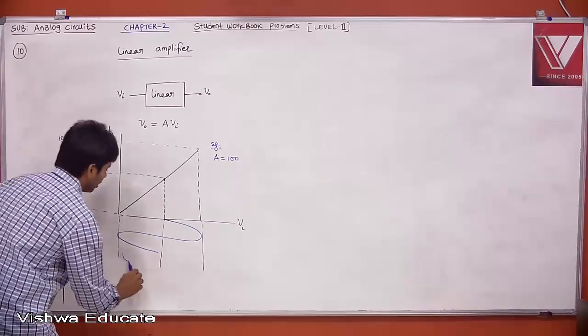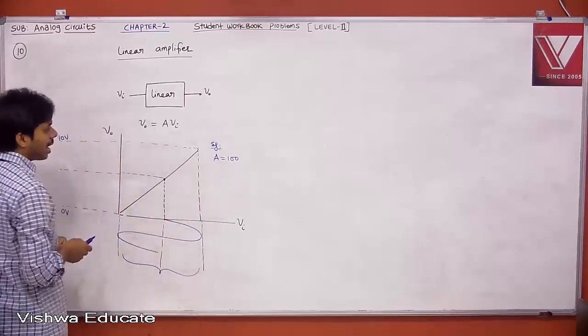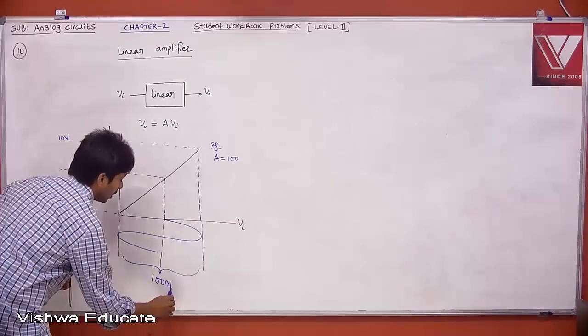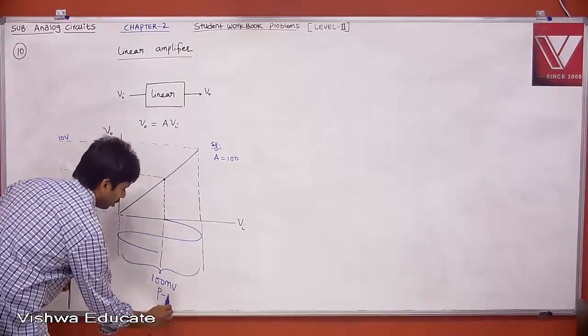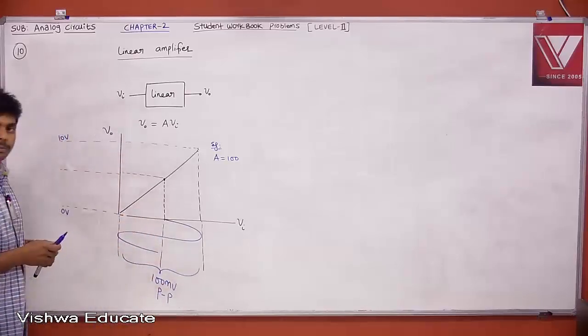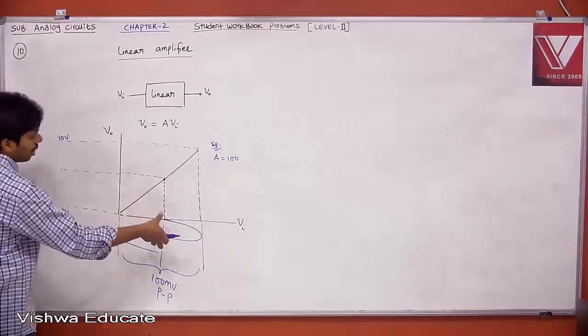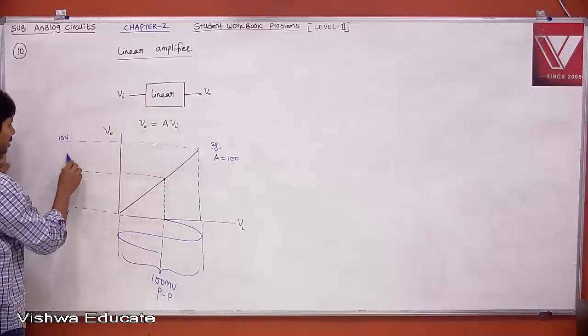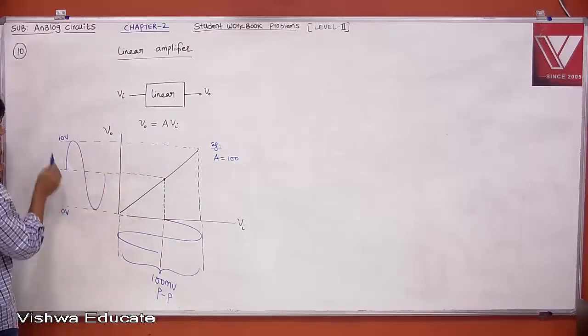Then I am giving my input voltage, therefore my gain is 100, let us say this is 100 millivolt peak to peak. When I give a 100 millivolt peak to peak signal at the input, then tell me what your corresponding output is when the input is swinging like this, into A, that is your output. Then your output is also following your input. But what is now?